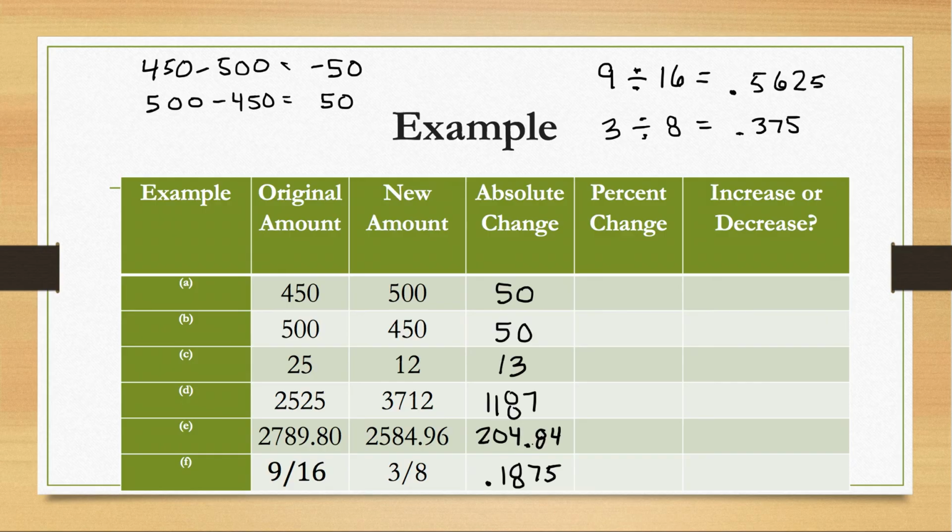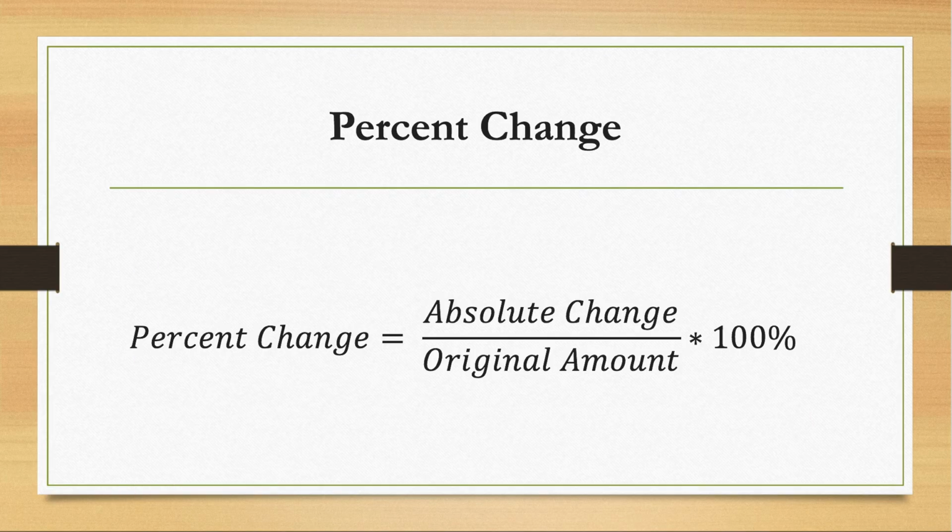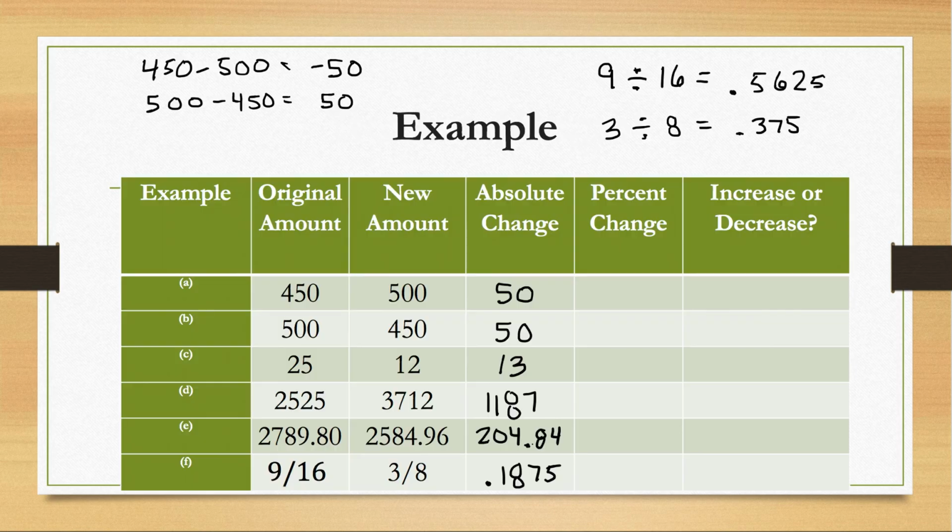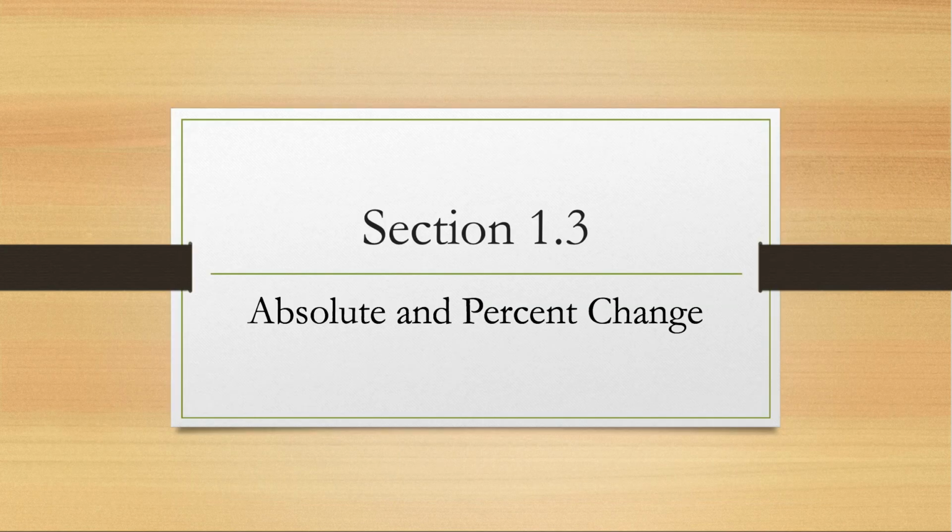Okay, so the next column is asking us for percent change. So let me go back and show you a formula that we're going to use for percent change. Percent change is found by taking the absolute change and dividing it by the original amount, and then multiplying by 100. Okay, so absolute change divided by the original amount and then multiply by 100.